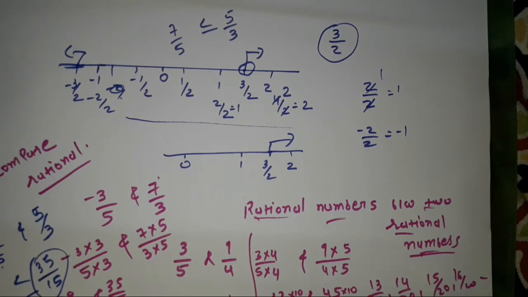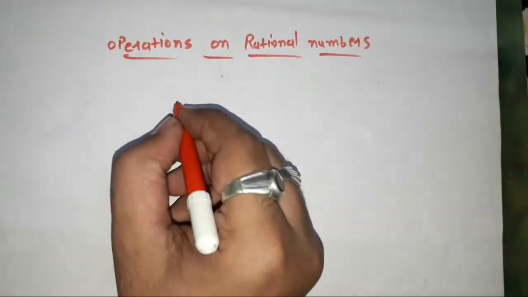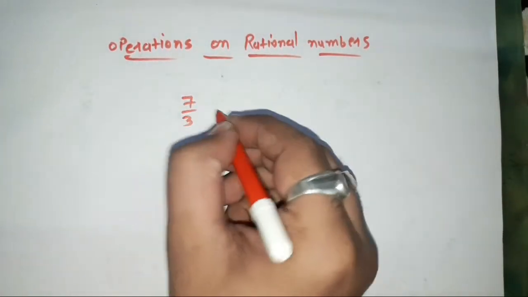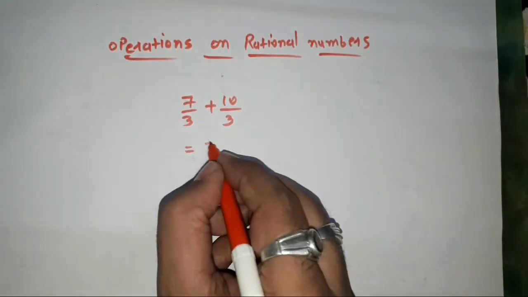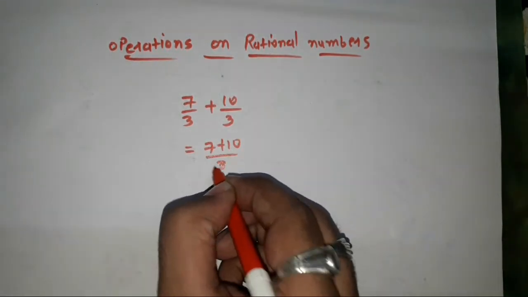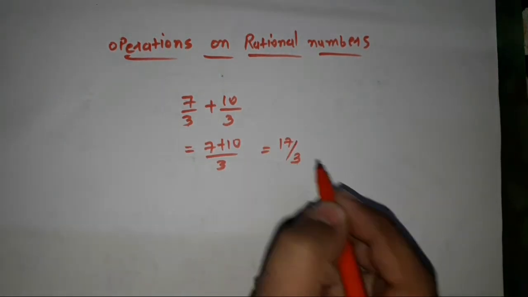Now the next topic is operations on rational numbers. Operations means here we have to do mathematical, or we can say arithmetic operations like addition, subtraction, multiplication and division. So how to add any two rational numbers? For example, if I have to add 7 upon 3 plus 10 upon 3, I can add these numbers as 7 plus 10 divided by 3, because here the denominator is the same. So I can write this as 17 upon 3.